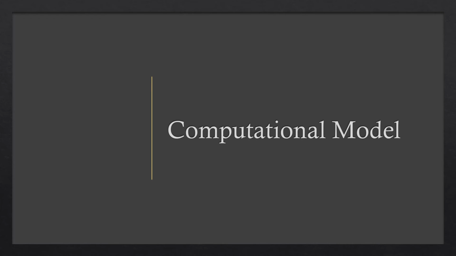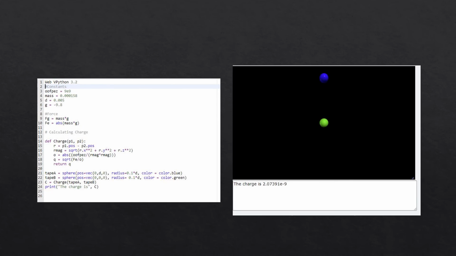Next, we confirmed our results by using a computational model. On the left is a picture of the code that I wrote to calculate the charge on piece of tape B. Essentially, the formulas are the same. If you look in the charge function, instead of using D, I use R in case it was a vector, because usually it's a vector, so I decided to keep that in the code. The computer managed to calculate the same charge as I did before.